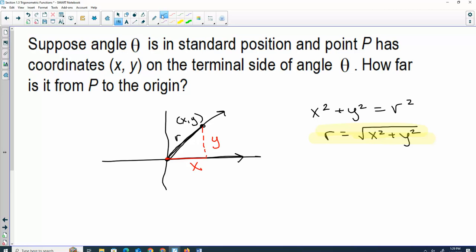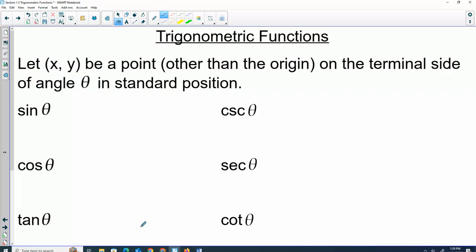So now that we have this, and we kind of understand why r is the square root of x squared plus y squared, we are going to write down our definitions of our trig functions. So xy in this definition is just any point other than the origin on the terminal side. So it's an ordered pair, not the origin. So the trig functions are just ratios. It's a value you get when you divide two sides.